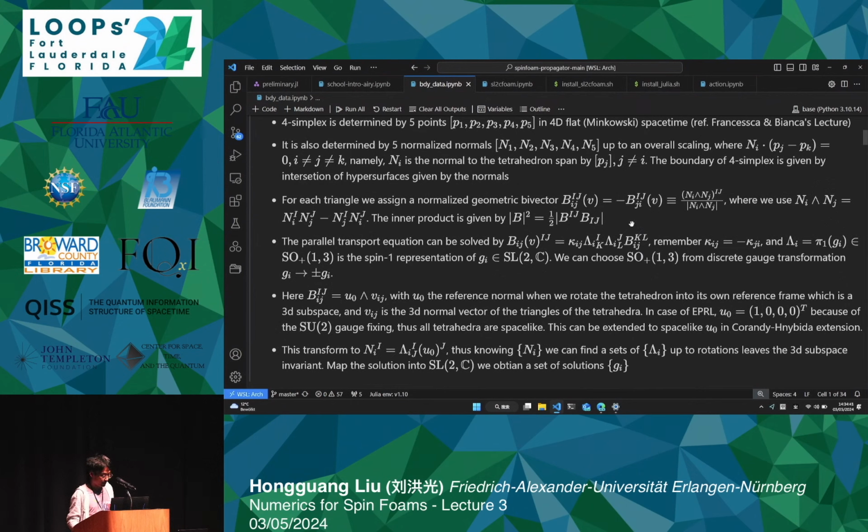And finally, as I said, this B^{IJ} without the hat is a vector for the 3D subspace, more or less. And it can be constructed by a normal vector and multiplying the 3D vector. And this normal vector is a standard reference vector. So it's (1,0,0,0) for EPRL because we use SU(2) gauge fixing. So U0 is always along the time direction. So this is the gauge fixing. And all the tetrahedrons are space-like. This is the EPRL. And this can be extended in the Kaminski-Hellmann extension, but here we will stay in EPRL for simplicity.